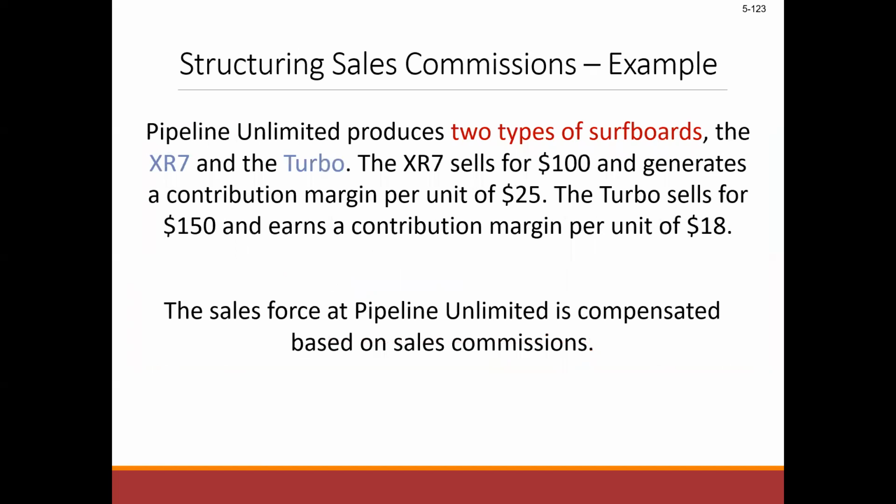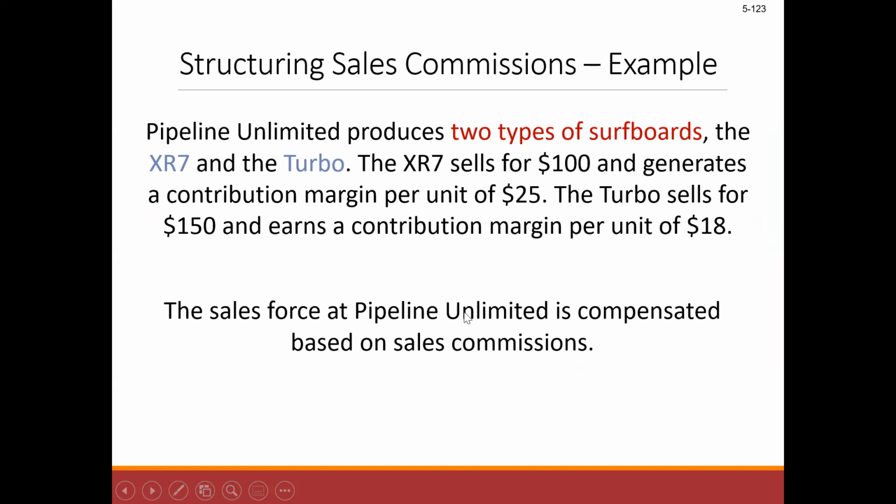If Pipeline produces two types of surfboards, the XR7 and the Turbo, the XR7 sells for $100 and generates a contribution margin of $25 a unit. The Turbo sells for $150 and it earns a contribution margin of $18.